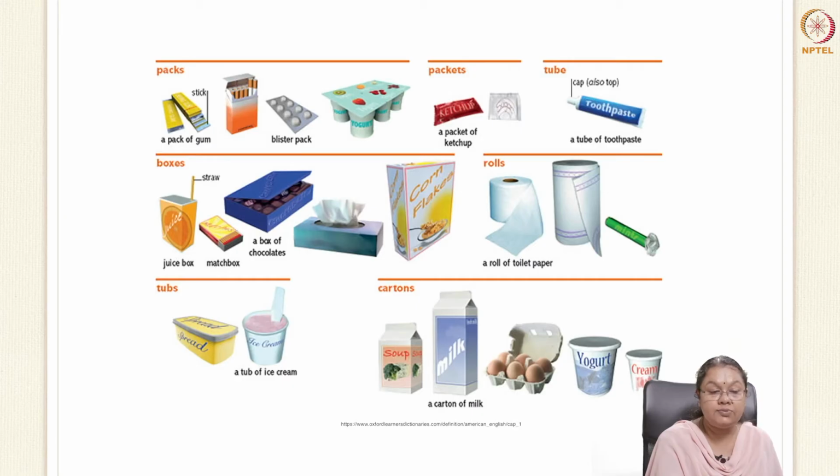So we have rolls for toilet papers, and then tubs for ice cream. We have tubs in KFC. That is a different form of packaging. So as per the requirement of the product that has to reach the consumer, the packaging material can be modified and it can be selected.